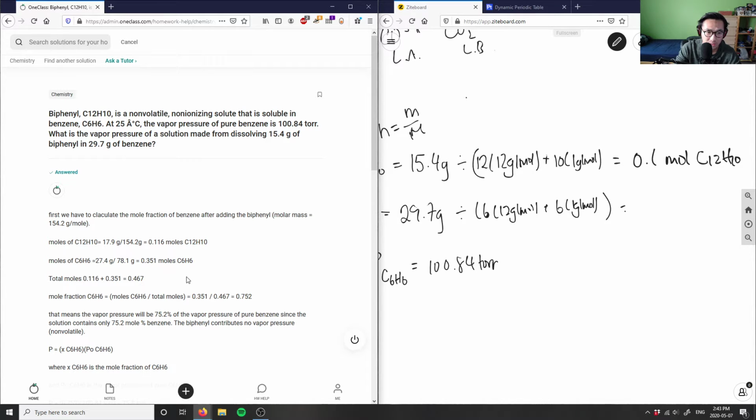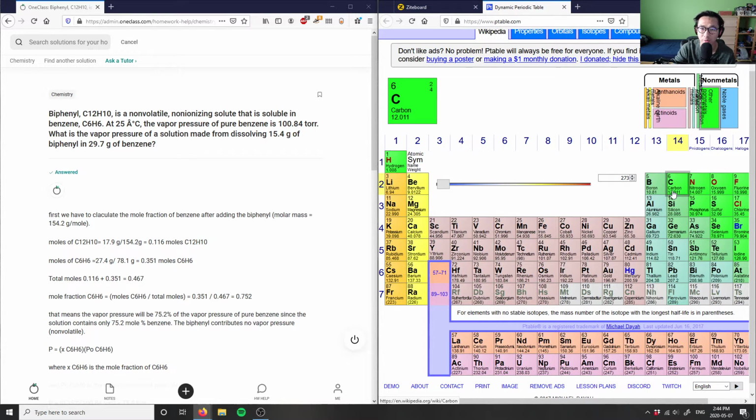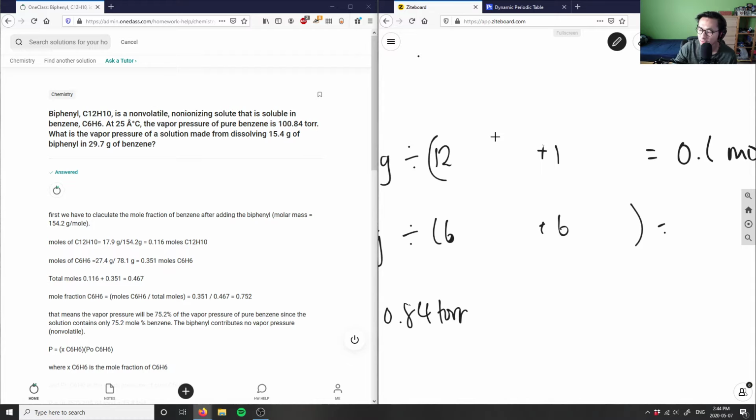Yeah, it might be a rounding issue here. So instead of doing 12 and 10 here, I'm going to use the exact molar masses, so I avoid a rounding error. I'm going to do 12 times 12.011 here instead of 12, just to avoid some type of decimal error. So 12.011 grams per mole, and this here was 10, right?